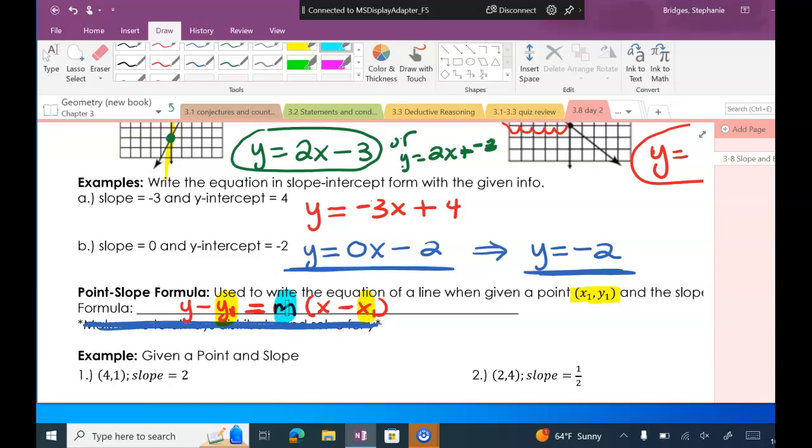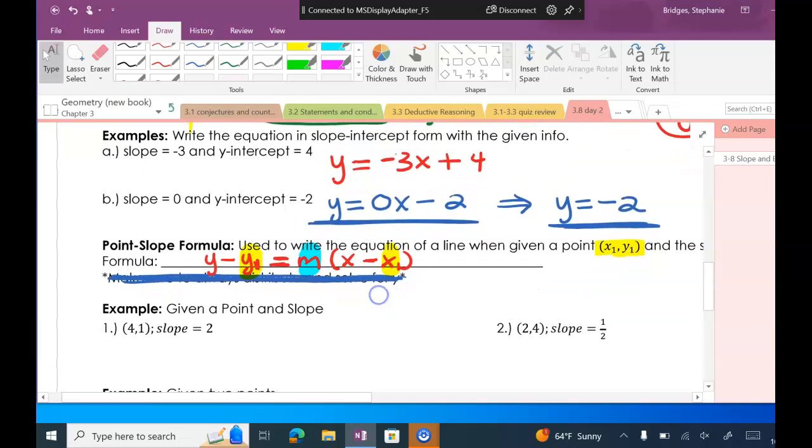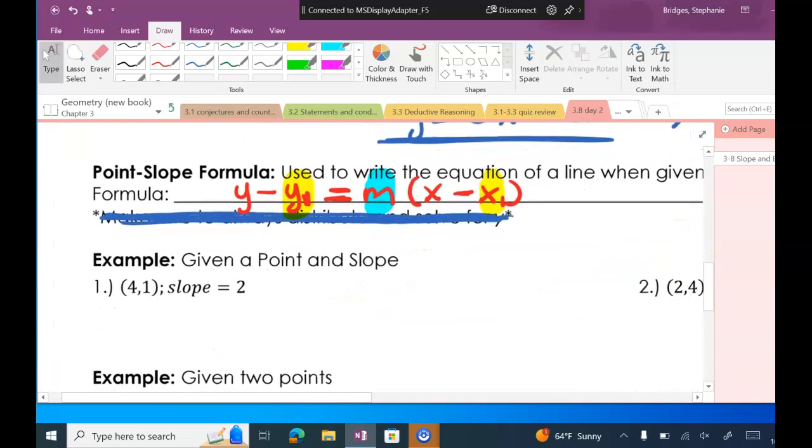Is everybody ready? All right, so let's take example number 1. We are given the ordered pair 4, 1, and we are given the slope of 2. So here's the first thing. You remember how we found our slope yesterday? I told you to label your ordered pairs. Let's label our ordered pair here. It's going to be x1 and y1.